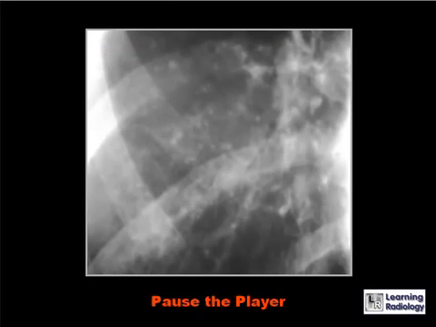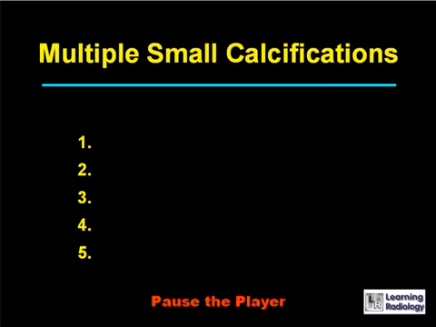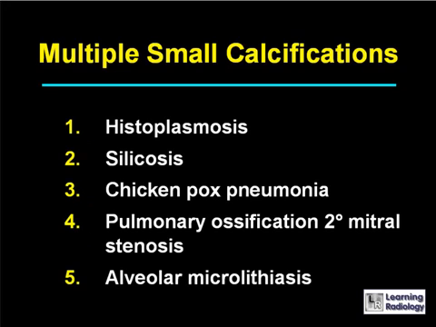Here's the next differential. Pause the player. The differential is multiple small calcifications in the lung. There are 5 causes. Pause the player. The causes of multiple small calcifications in the lung include histoplasmosis, silicosis, chickenpox pneumonia, pulmonary ossification secondary to mitral stenosis, and rarely alveolar microlithiasis.